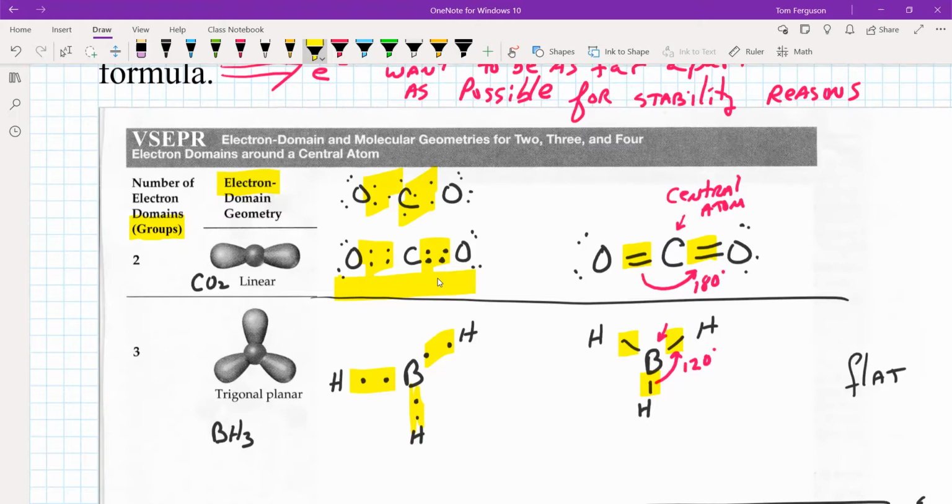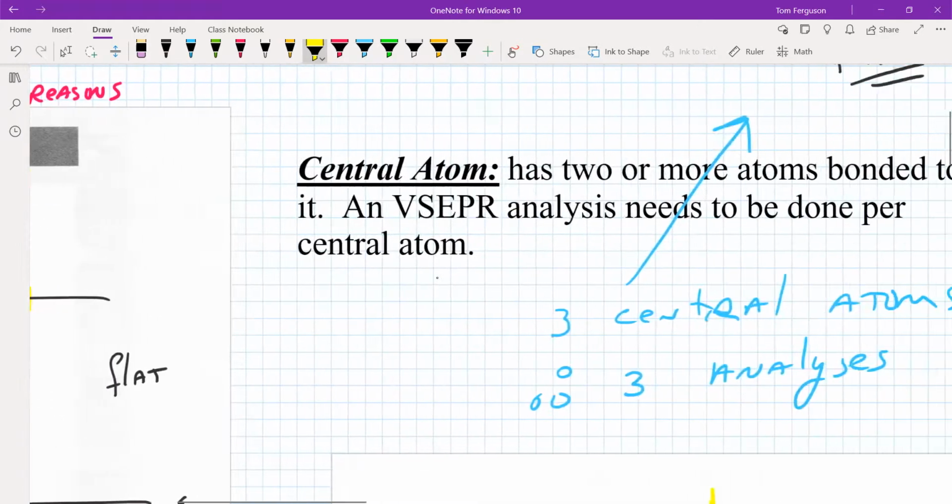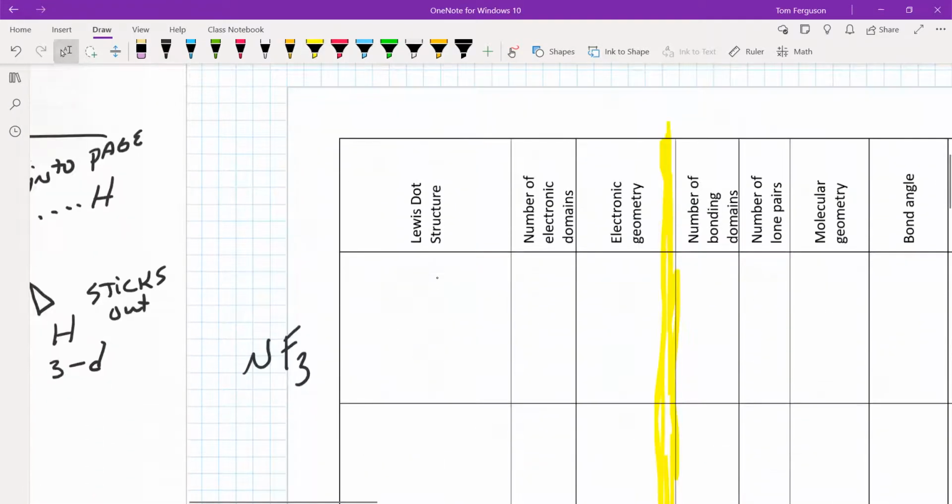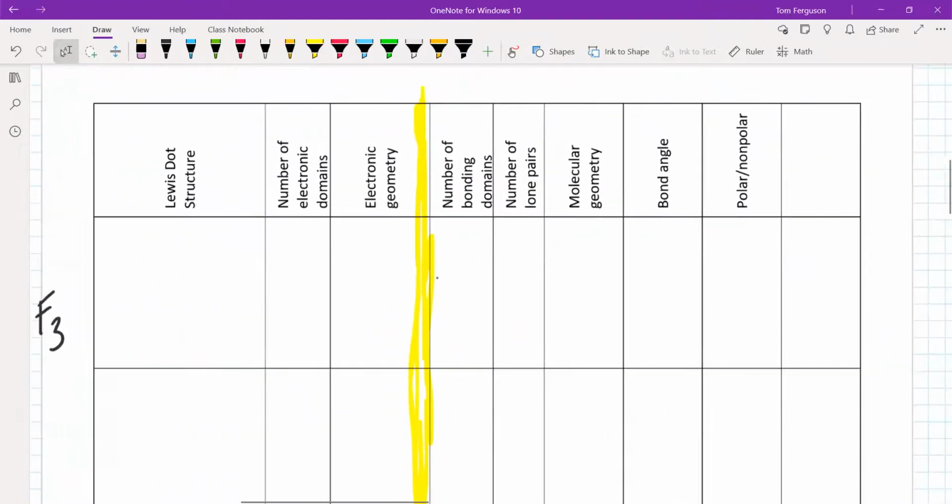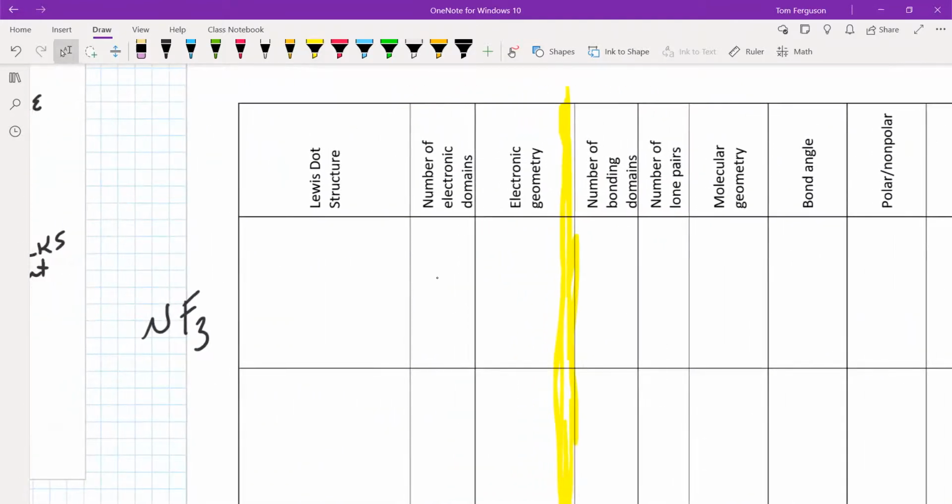Okay, so if we replace the dual electron bonds with lines, we'd end up with this over here. Okay, so first step, whenever we do a VSEPR analysis, we have to do the Lewis dot structure. So step number 1, Lewis dot structure. And what I've done is I put a worksheet together for you here with all the steps for VSEPR.